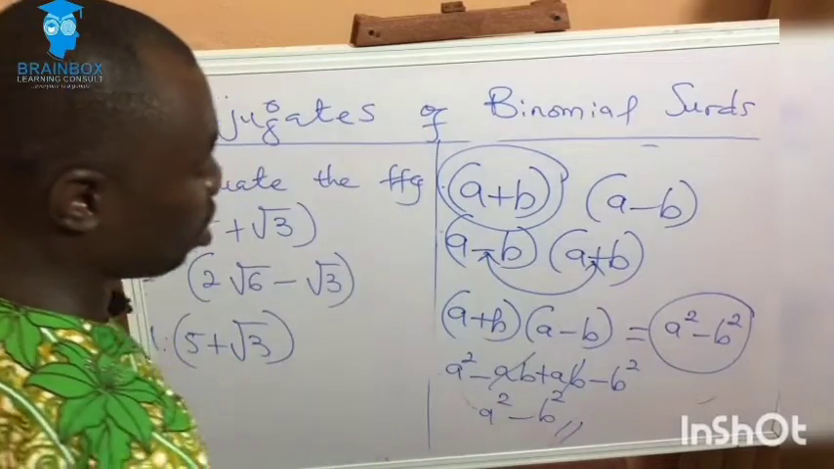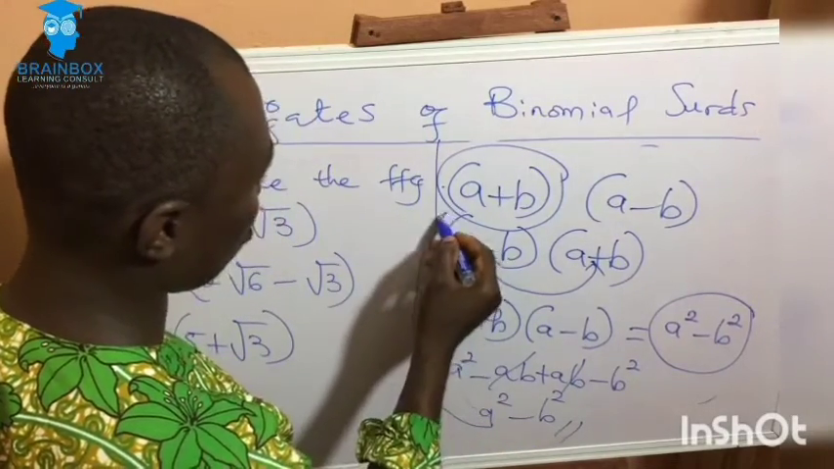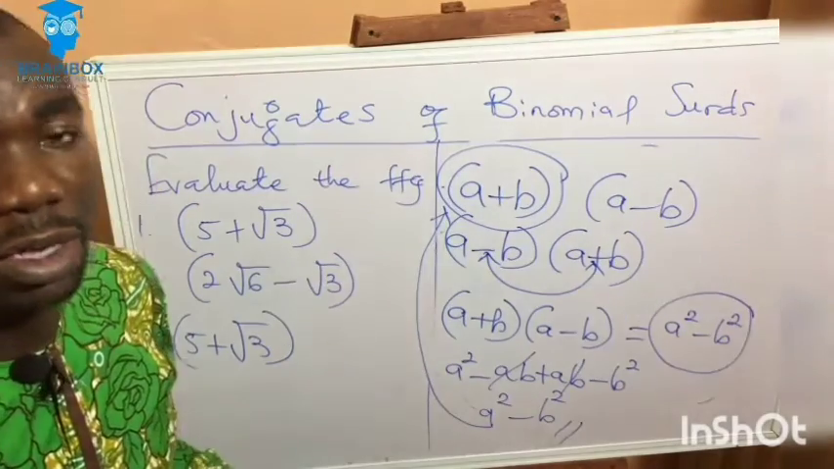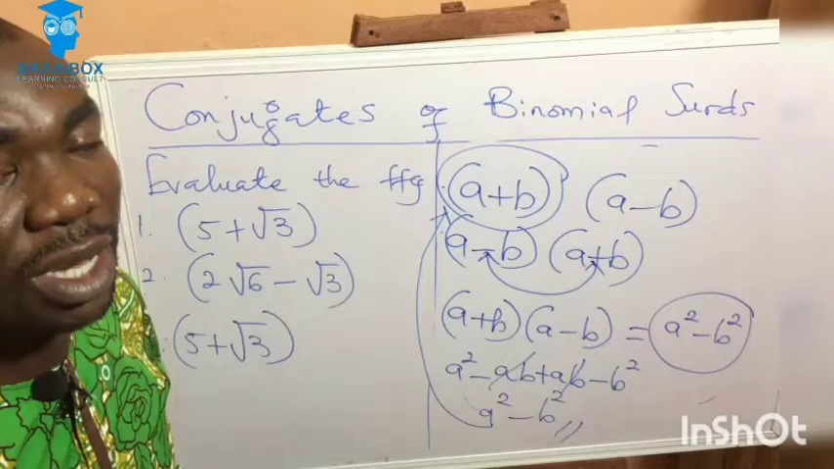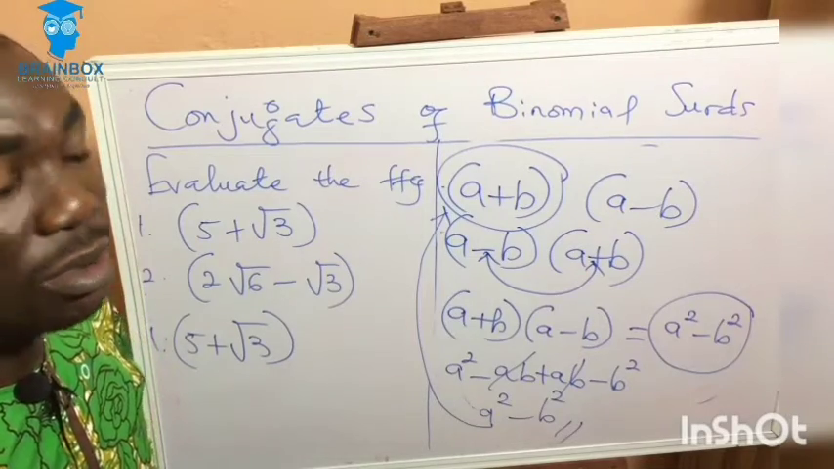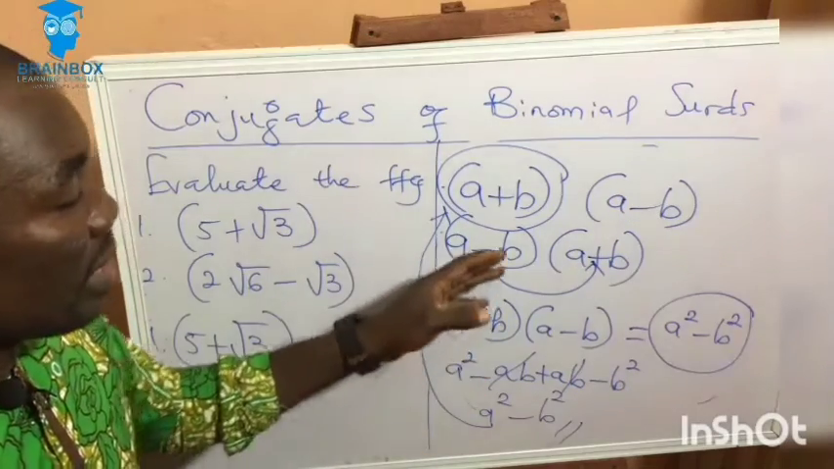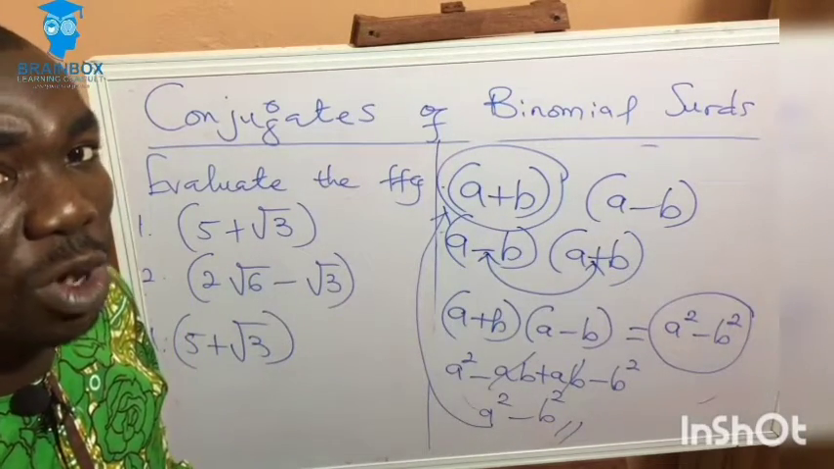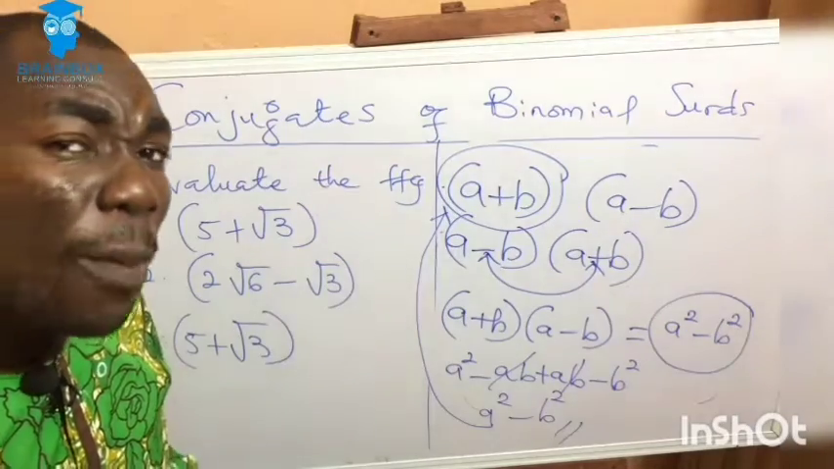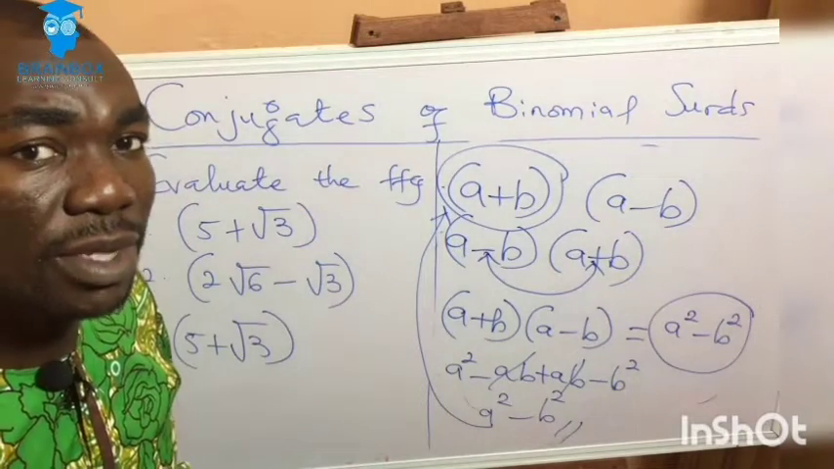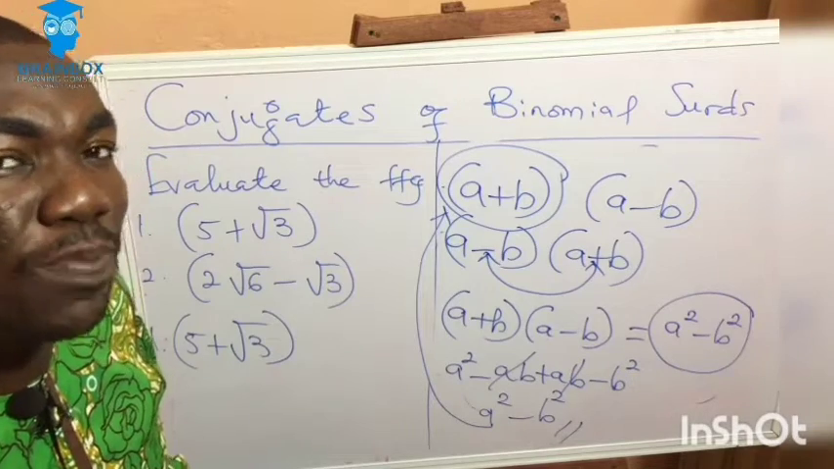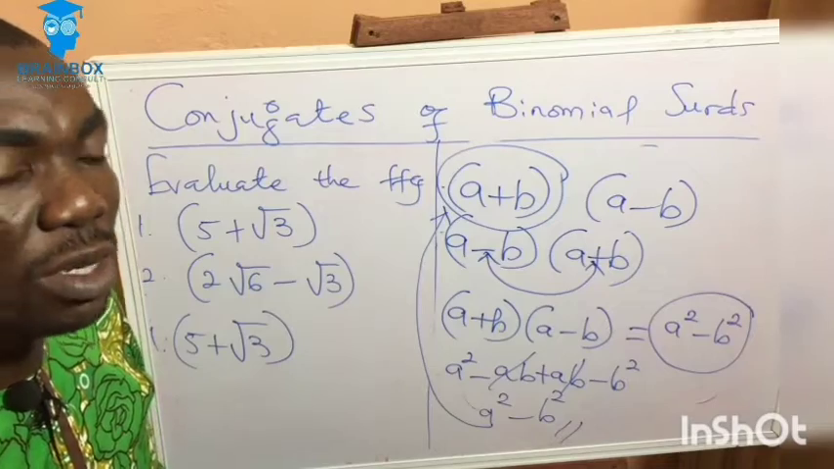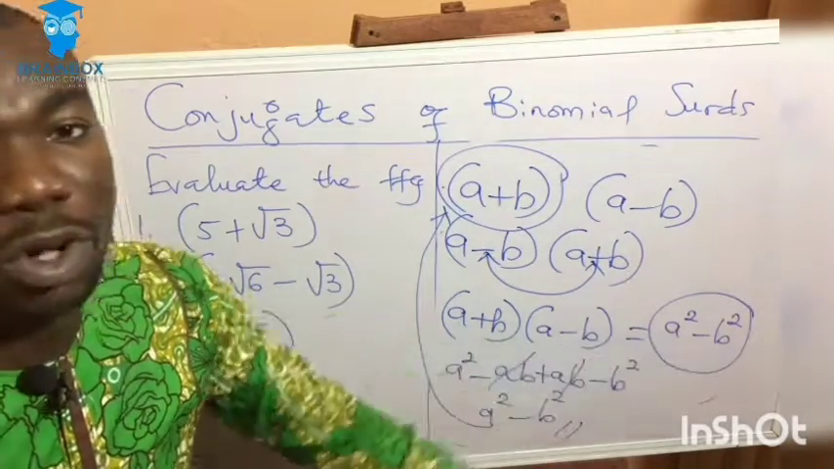So that brings us to this notion that the opposite of a binomial, a conjugate binomial, is this changing of the sign. So in the conjugate of a binomial surd, what we do is use the opposite of that binomial expression to multiply itself, thereby cancelling out. Your final expression will be what? The difference of what? Squares.